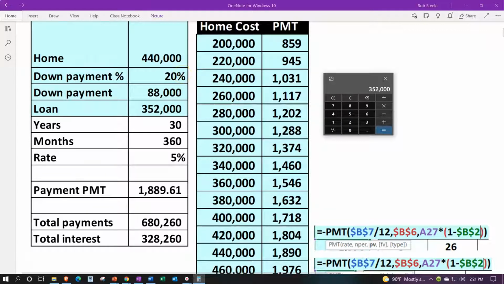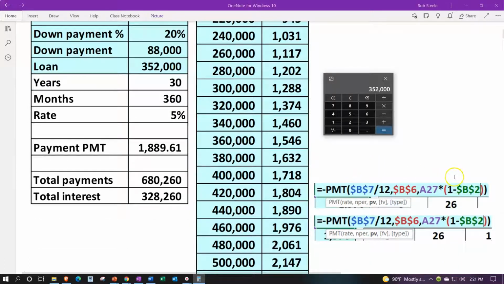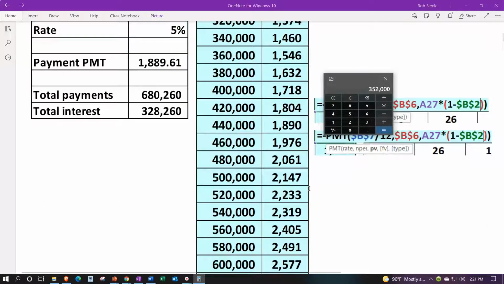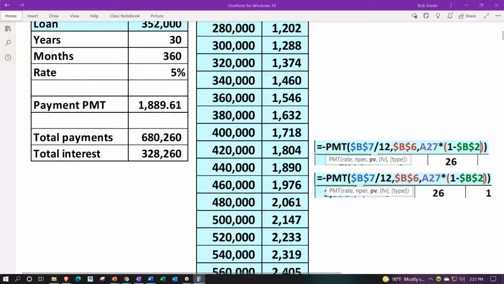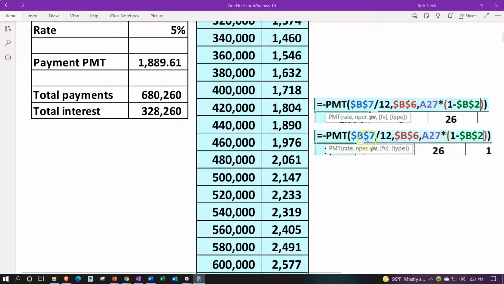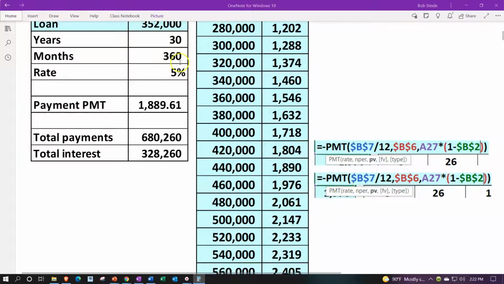Therefore, we don't want it to move down. We want it to be absolute. That's why we have the $ before the B and the 2. And that then will give us our payment calculation. If we copy it down, we have the same calculation down here, payment. You can see the rate is the same cell, absolute references making it the same. That's going to be the 5% divided by 12, comma, number of periods, same cell, B6, $, meaning it doesn't move down. That's the 360.